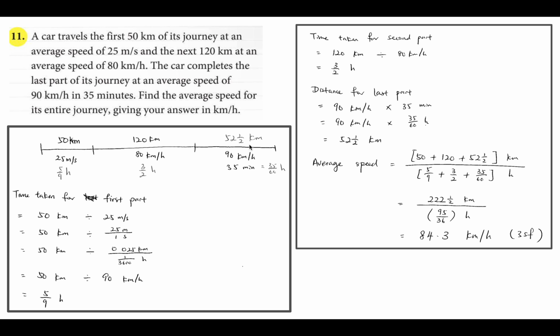And then for the third part of the journey, the information that is missing is the distance. So we take 90 kilometers per hour times 35 minutes. Of course, adjust the units to match up. So it's 35 over 60 hours. That gives us 52.5 kilometers. So once we have all this information, we can answer the question. The question asks for the average speed of the entire journey. Remember, average speed is the total distance divided by the total time. So in the numerator, I add up all my 3 distances. In the denominator, I add up all my 3 times taken, right? So we work it out. The average speed is actually 84.3 kilometers per hour.